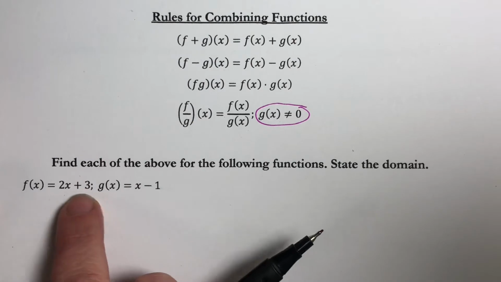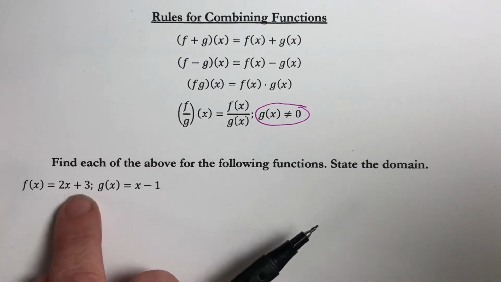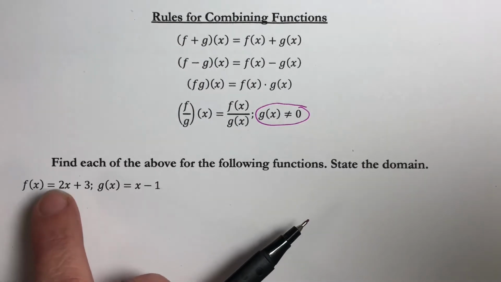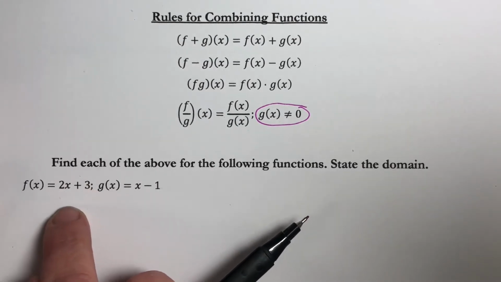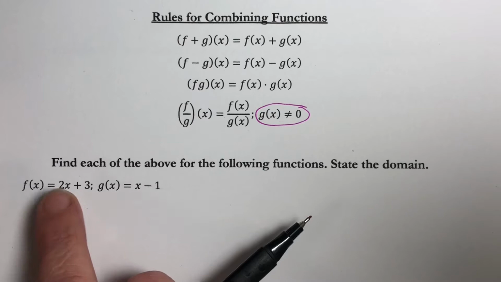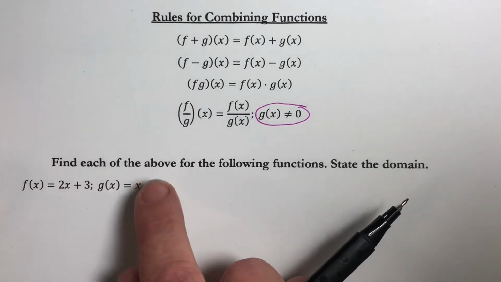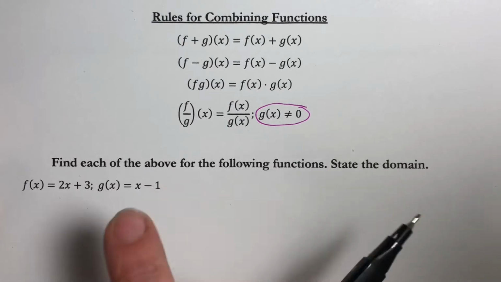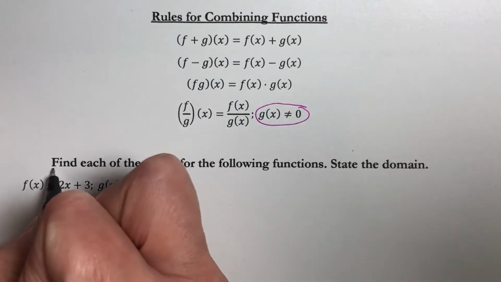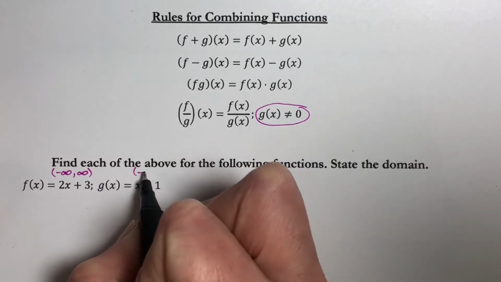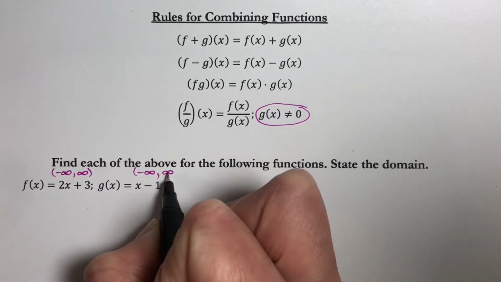If I look at f of x, I do not have an even root in here anywhere, so I don't have to worry about taking a root of a negative number. Also, I do not have a fraction anywhere in here, so I don't have to worry about dividing by 0 either. The same thing happens here. There's no root, there's no denominator. So the domain for each of these individually is negative infinity to positive infinity. Or, in other words, neither of these causes a problem on their own.